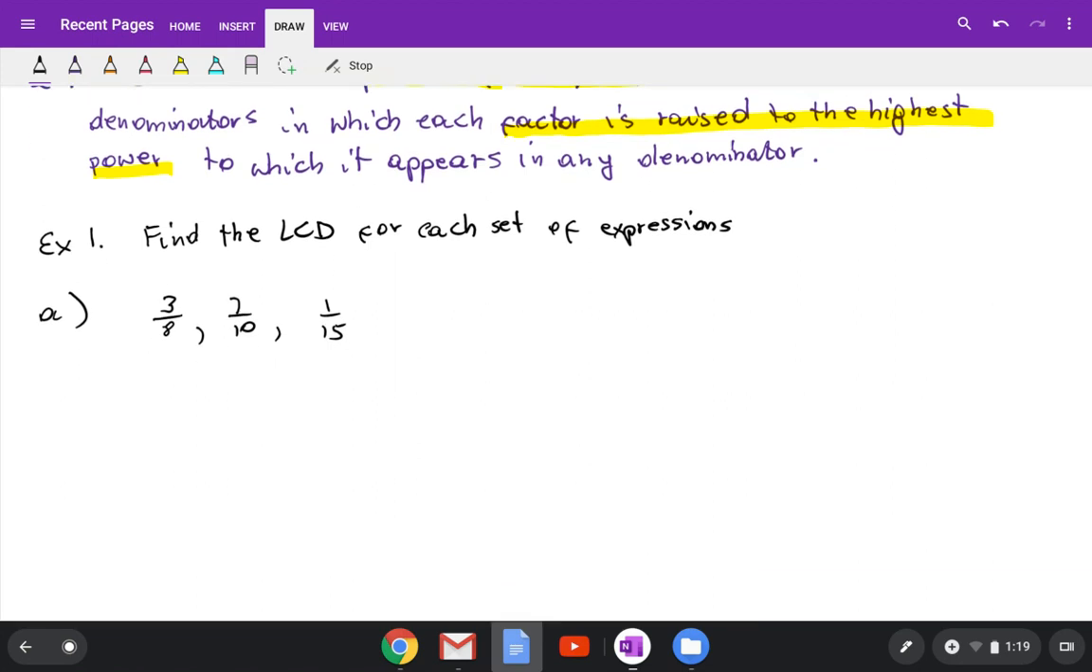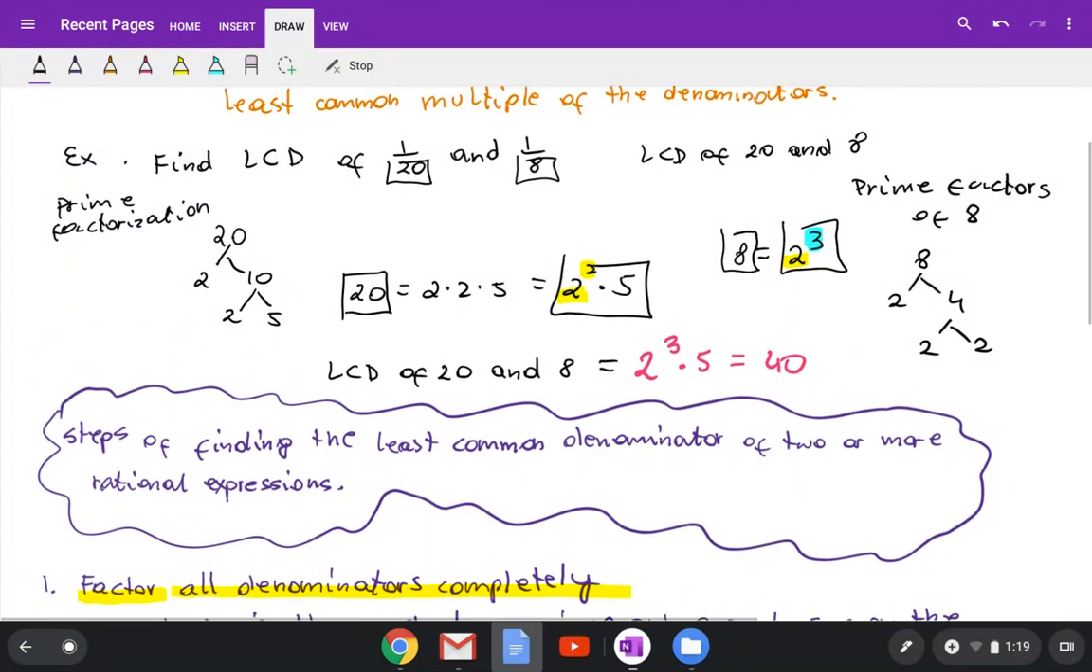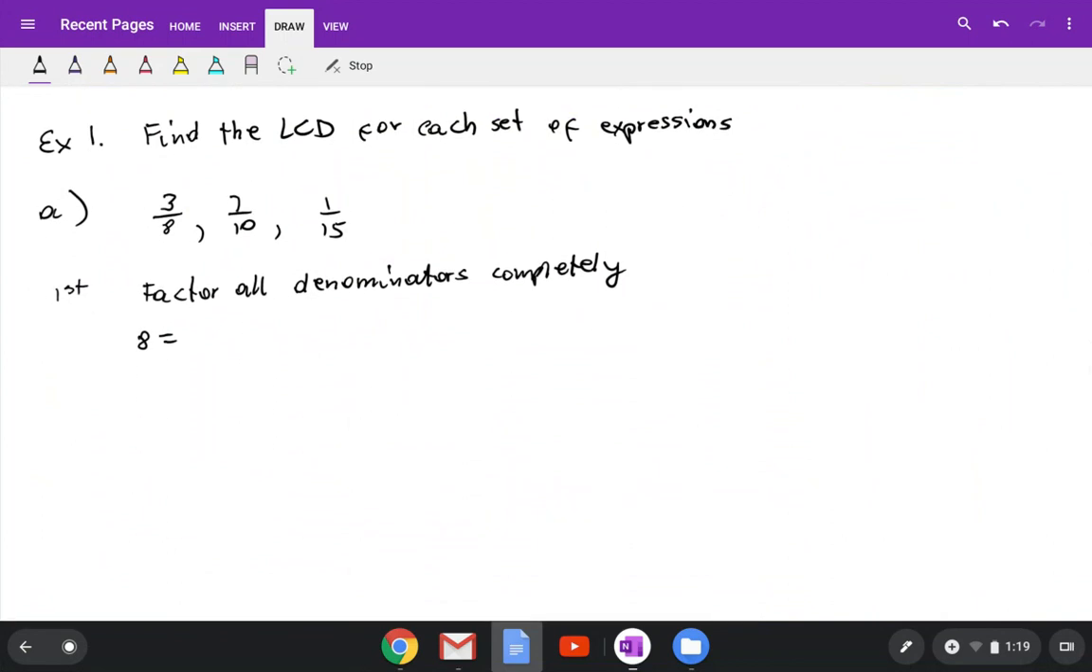Okay? So first, factor all denominators completely. So we take the first one, which is 8. 8, we did that before. 8 is the same as 2 to the third power. So let me just use the previous example.